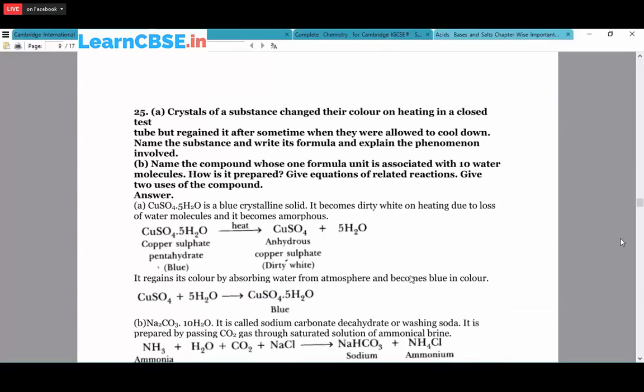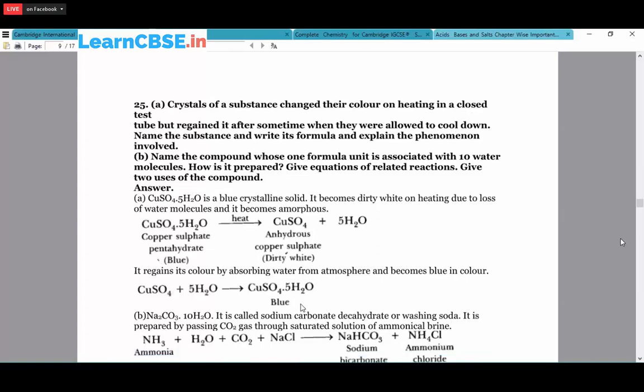The crystals of a substance changed their color on heating in a closed test tube, but regained it after some time when they were allowed to cool down. Name the substance, write its formula and explain the phenomenon involved. So this is nothing but hydrated copper sulfate, copper sulfate pentahydrate, which is blue in color. When you heat it, the water vapor comes out. Again when you add water to it, it regains its blue color because of the presence of the water molecules. This we call a reversible reaction.